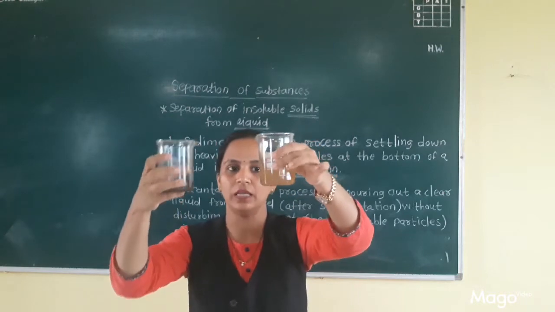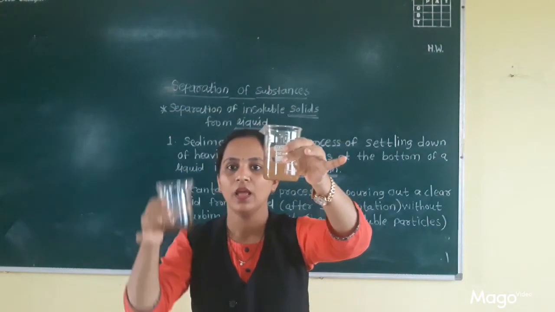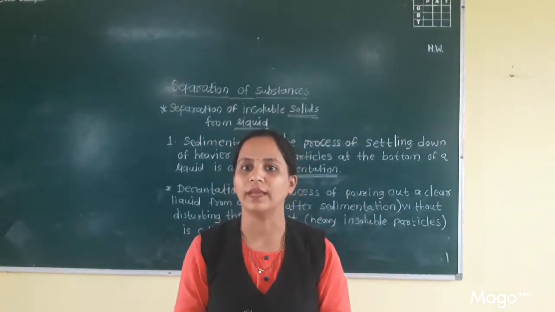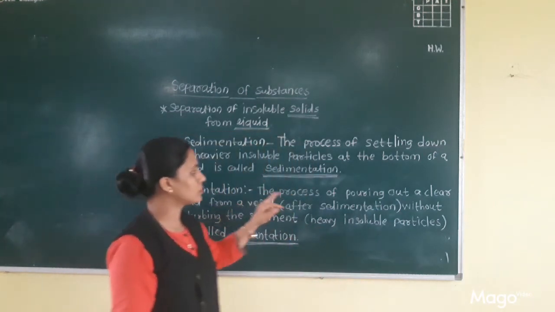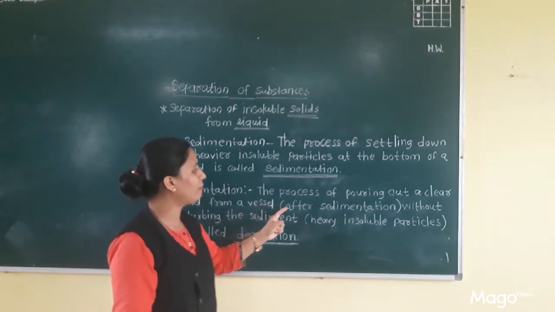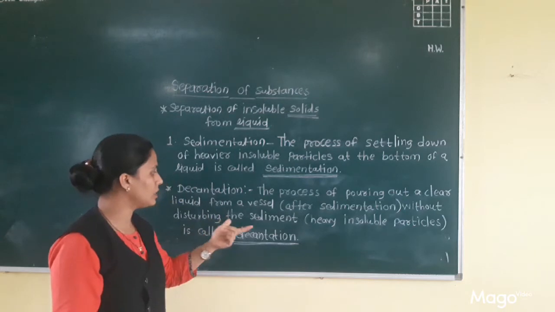We have already done this. So pouring out the clear liquid without disturbing the sediment layer is called decantation. Got it, students? What is decantation? Decantation is the process of pouring out a clear liquid from a vessel after sedimentation without disturbing the sediment. What is sediment?